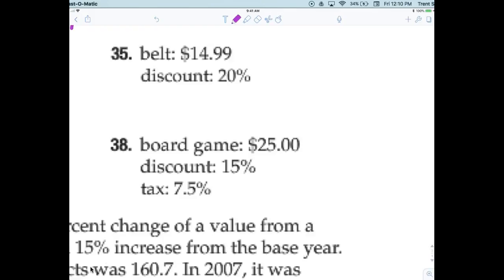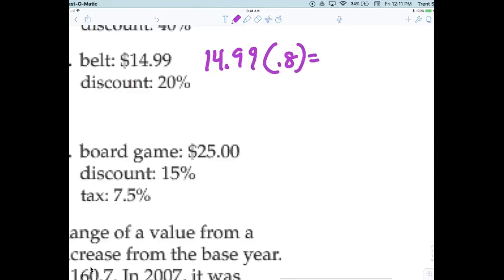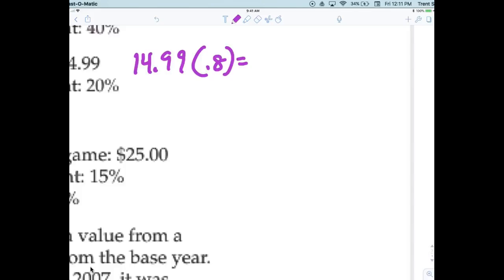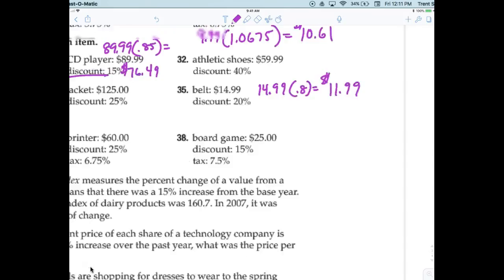14.99 times... 20% discount. So what do you have to pay if you get a 20% discount? Come on, girl. Then you only pay 80%? That's right. So the decimal for 80% would be what? 0.8. Yeah, come on. Tell me what the answer is now, please. 11.99. Did anybody else get 11.99? Yes, I did. All right. Happy days, happy days.